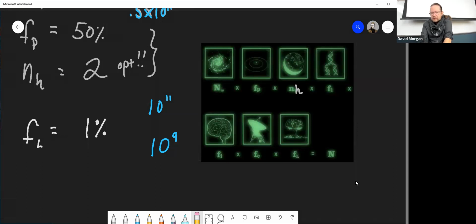The next term in the Drake equation is, given life, what fraction of inhabited planets, inhabited by some kind of life form, whether it's as simple as bacteria or single-celled organisms, on what fraction of planets does that evolve all the way up to what we would regard as intelligent life?